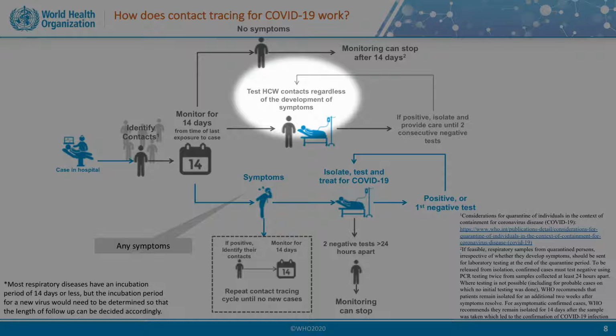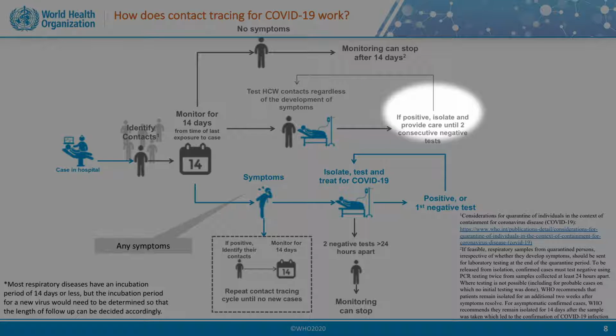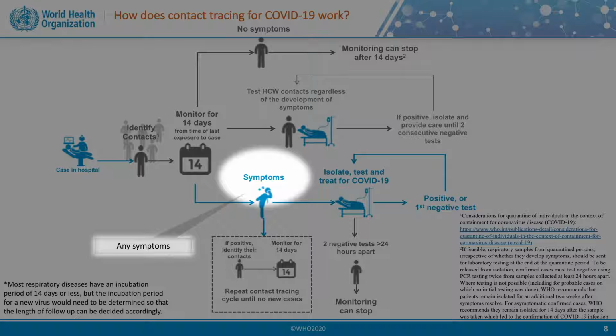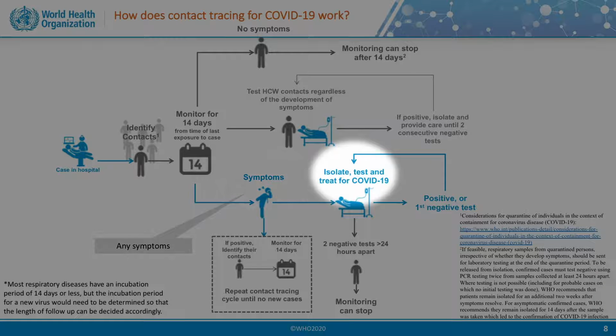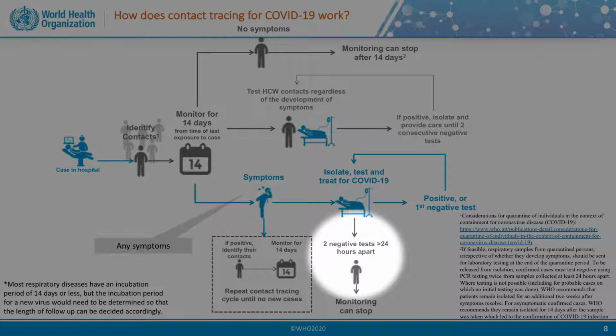For follow-up, WHO recommends that healthcare worker contacts be tested for COVID-19. If they are infected, they should be isolated and cared for depending on the severity of their illness until they have 2 negative tests and their symptoms resolve. For non-healthcare worker contacts, they should be followed and tested if they develop symptoms. If infected, they should be isolated in a healthcare facility and cared for depending on the severity of their illness, and can be released when their symptoms resolve and they have 2 negative tests 24 hours apart.